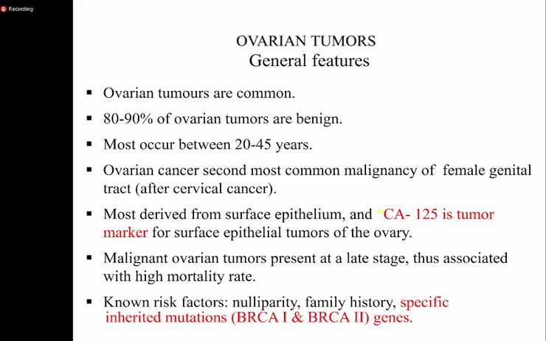Malignant ovarian tumors present generally at a late stage. So it's an acquired disease, and because they present at a late stage, they are associated with a high mortality rate. Known risk factors include nulliparity, family history, and specific inherited mutations, such as BRCA1 and 2 genes, which confer an increased risk for ovarian cancer.